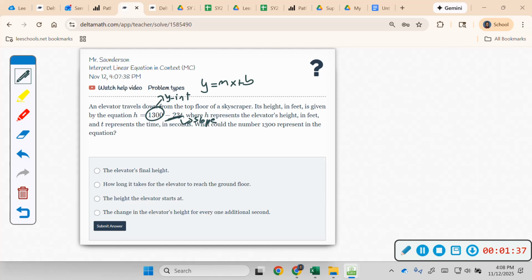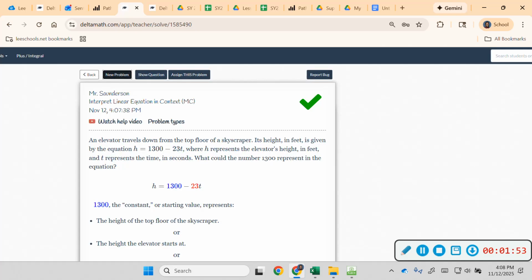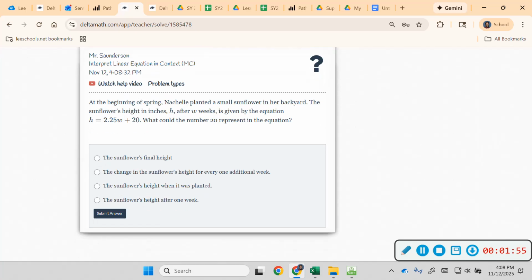So in this case, what does the 130 represent? Well, that would be the height of the elevator before it started to go down. The height of the elevator starts at that, because that's where it started. Okay. So for this one, it says at the beginning of spring, Natchel planted a small sunflower in her backyard. The flower's height in inches after w weeks is given by the equation. What could the 20 represent? The 20 would be the y-intercept, so that's what it started at. So it's the height when it was planted.